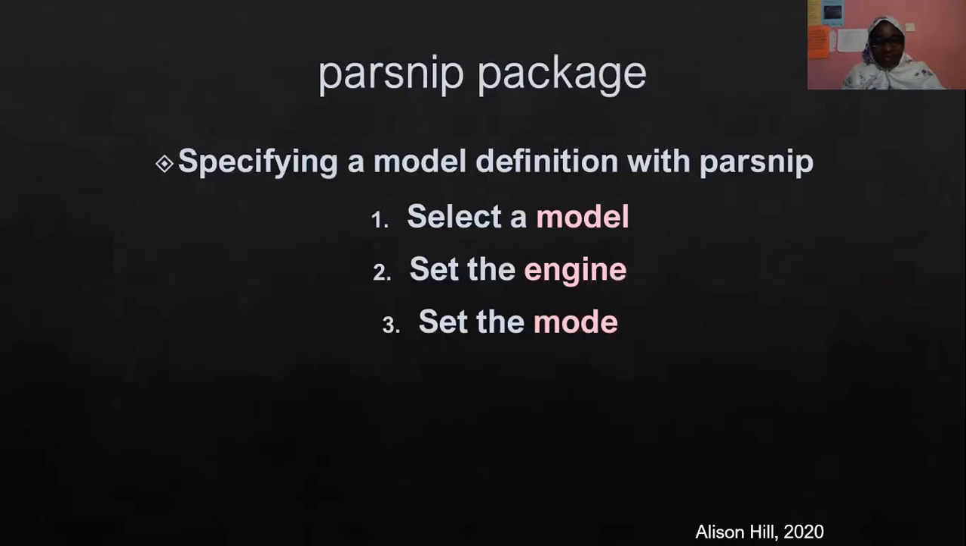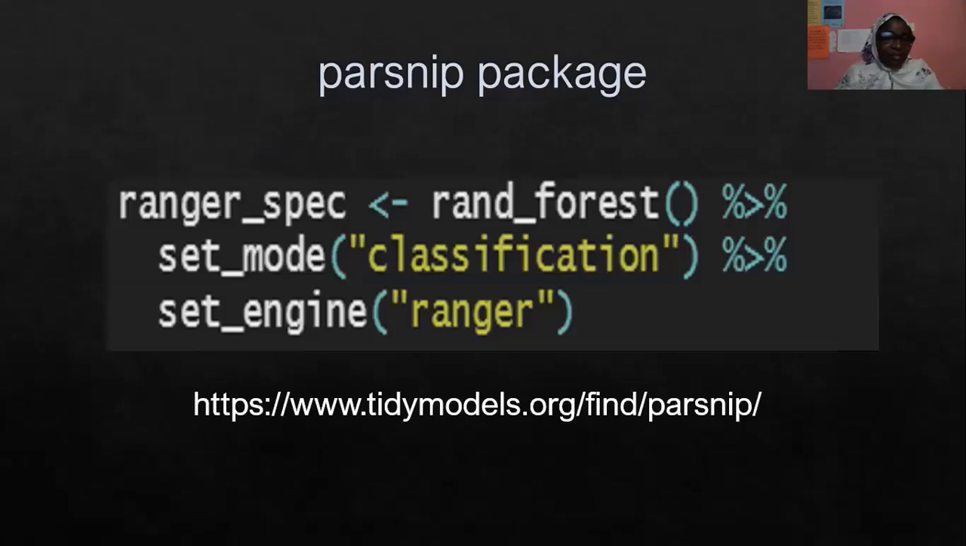So we've dealt with the recipe package. For you to use the Parsnip package, there are 3 steps that you need to go through. You need to specify the definition for your model. The first one is to select a model. Then second, we need to set the engine that you're going to be using, random forest, Ranger, Spark, whichever one is related to the model that you're using. Then you set the mode, which could be optional here.